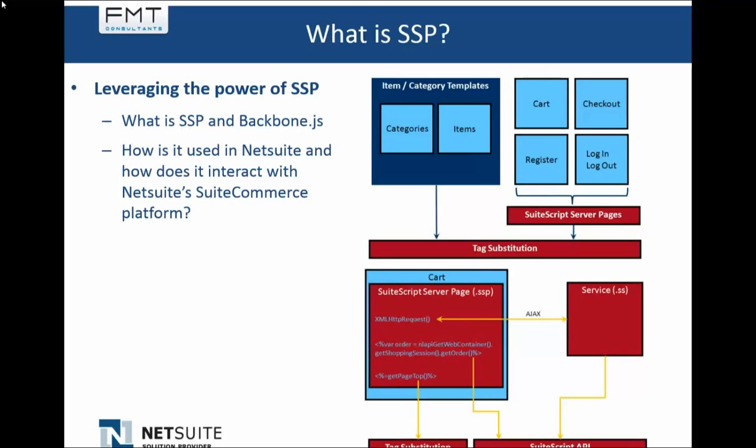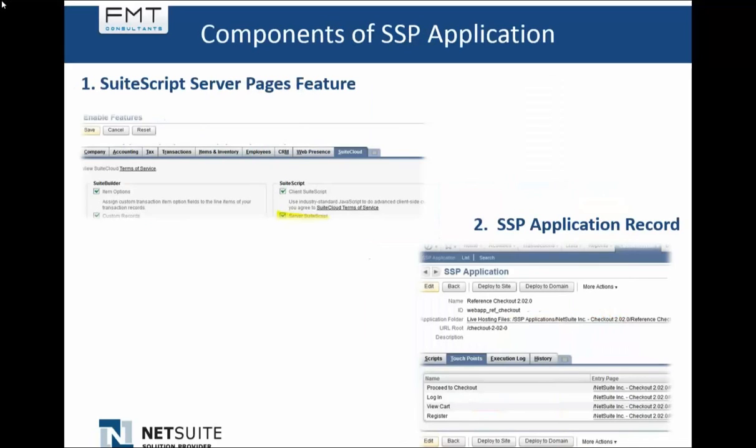So let's start looking at the actual application itself. Let's see what the components are. The first component is essentially enabling the feature, a SuiteScript feature for this whole application to work. The second part is the actual SSP application record. That's what you need. The SSP application record is in your NetSuite when you do the bundle installation. So NetSuite installs the record, installs all the relevant scripts, and you're actually able to see and deploy SSP application records.